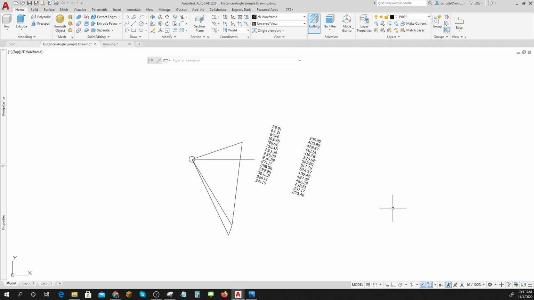versus what we did before, which was XY coordinates. We're doing distance and angle from a known point where our transit level has been set up. Okay, there we go.